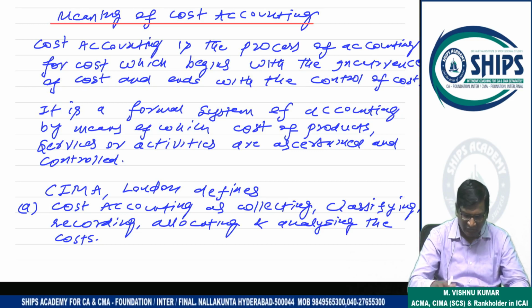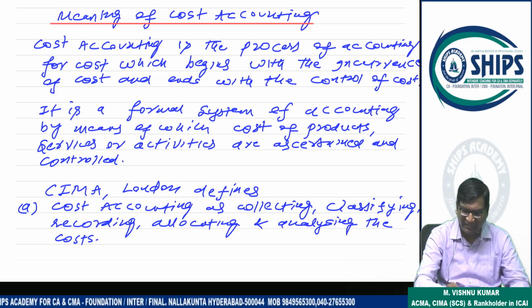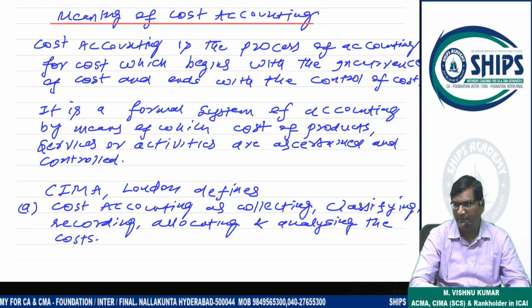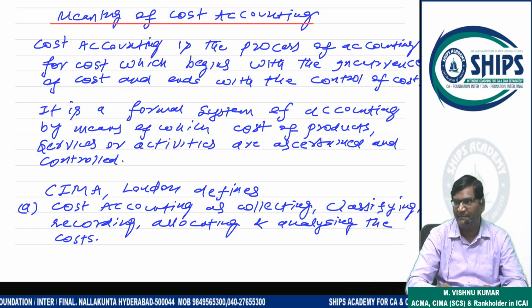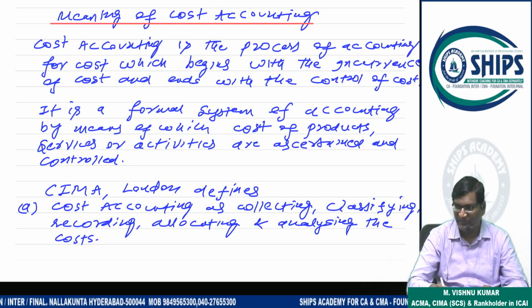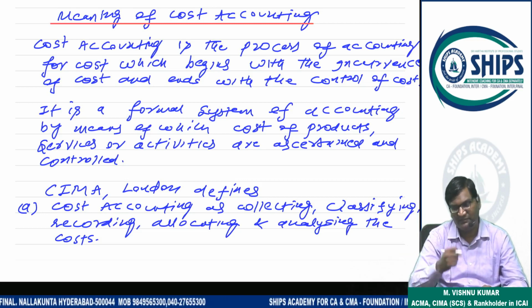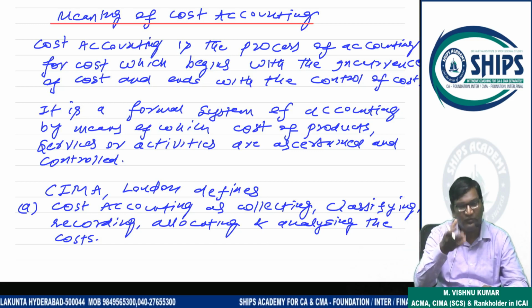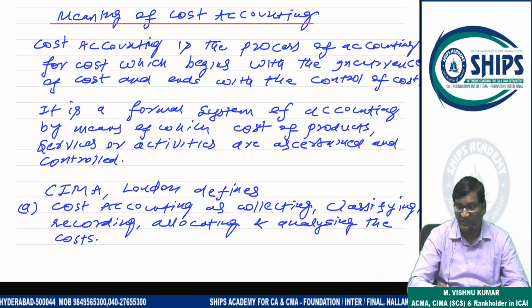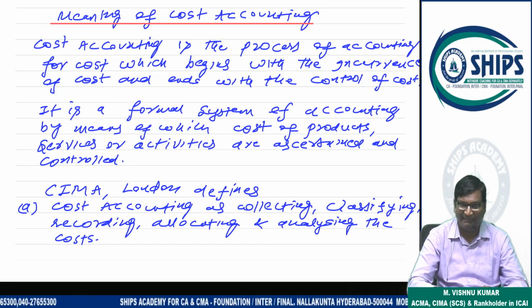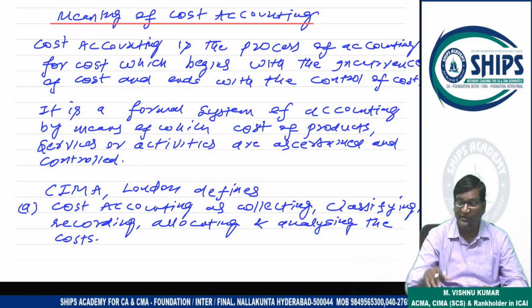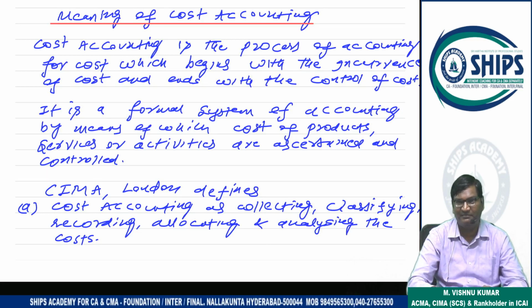Understand? So cost collection is possible from the cost center only. If you go to the revenue center, it will not have any cost information. If you want cost information, you should ask the cost centers directly, or take the data from the cost center. So the first process in cost accounting is what? Collection. In accounting, the first process is recording. Here there is no recording first, here it is first collection, because in accounts the transactions are already recorded.